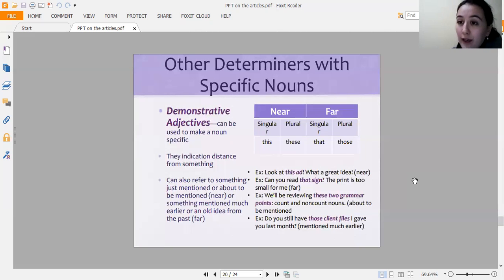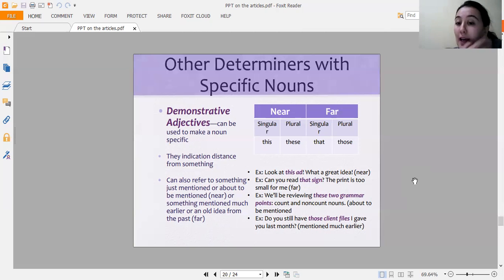So demonstrative adjectives can also be used as determiners. They make a noun specific, indicating distance from something. Singular this, that, plural these, those. They can also refer to something just mentioned or about to be mentioned, or something mentioned much earlier or an old idea from the past.